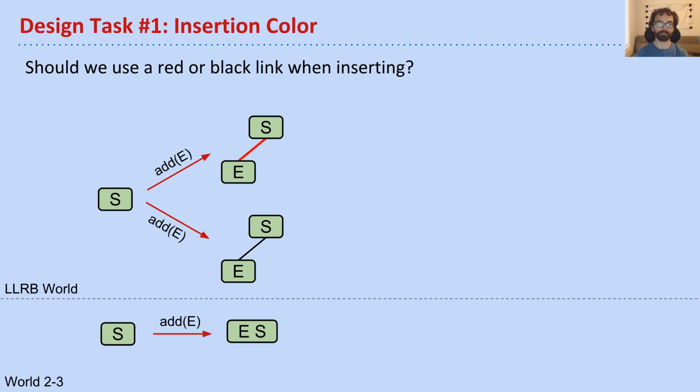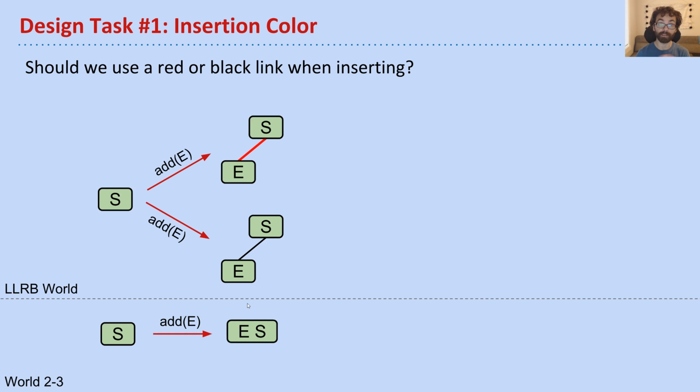First question. Let's suppose we have a red-black tree which has only one node, S. At the bottom, I'm showing the corresponding universe if we're thinking about 2-3 trees. So this is LLRB world, and this is the 2-3 tree world. If we add E to this tree, we have 2 choices. We could either add it as the left child of S with a red link or a black link.